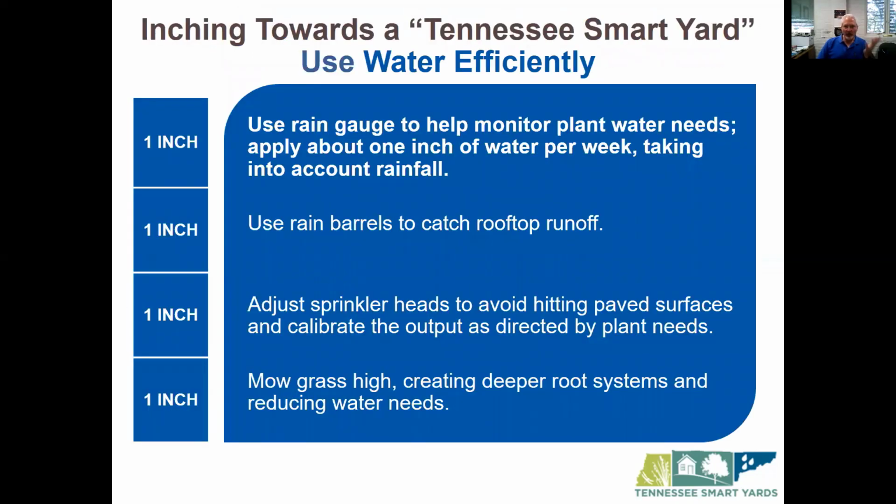So, as we are here today, we are thinking about how we can use water efficiently in our landscape, and we need to incorporate both stormwater and municipal water into that equation. So what we placed on this slide is a plan that has 4 components for us to consider as we are inching our way toward having a Tennessee Smart Yard. The first one we're going to talk about is using a rain gauge to measure how much rainfall we've received so that we can determine whether we need to add more water to the plants in our landscape.